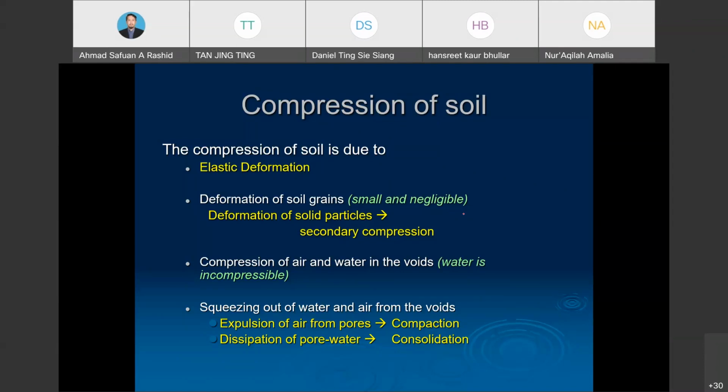Okay. So then we need to imagine there are two processes of compressibility, okay, that I guess most of you already know, which is the compaction. Okay. And the one that you are now looking at is the consolidation.